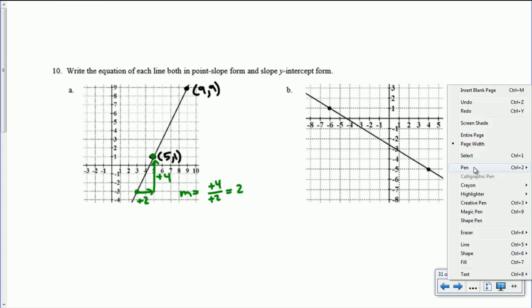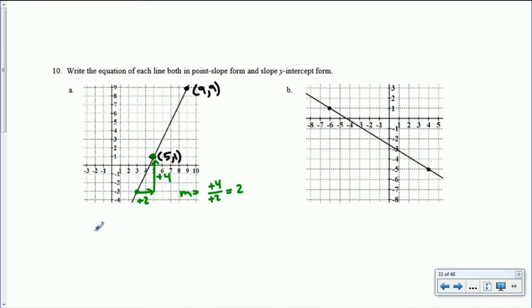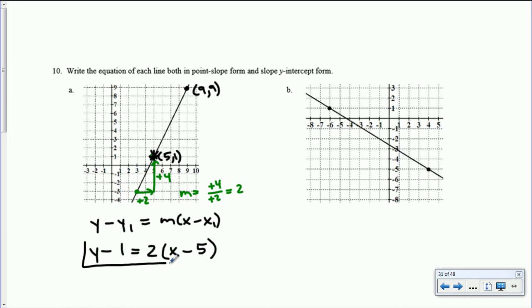Okay, and now we're in a position to do this, y minus y1 equals m times x minus x1. I'll use this point, 5, 1, so I'll go y minus 1 equals 2, the slope I just found, times x minus 5. So there's a possibility for slope point form.